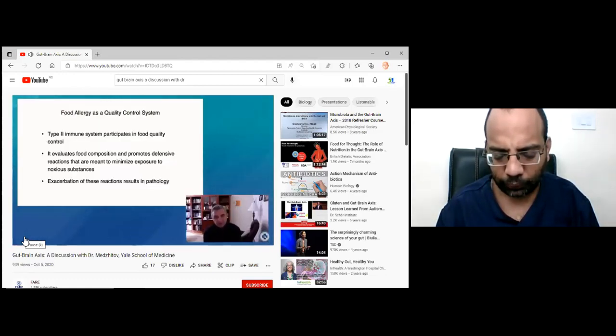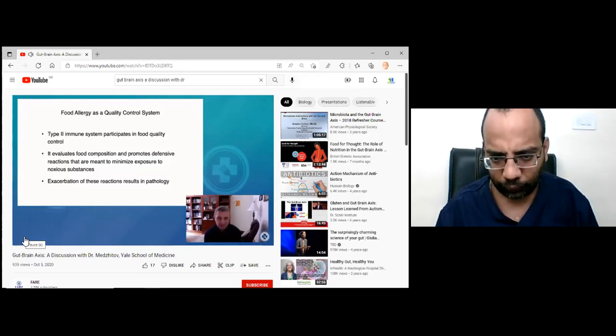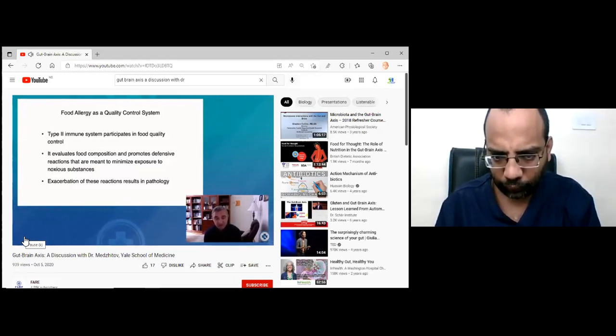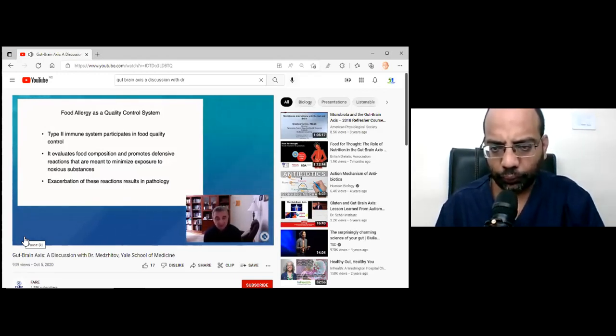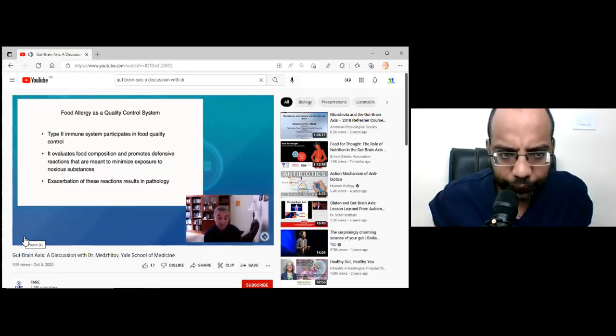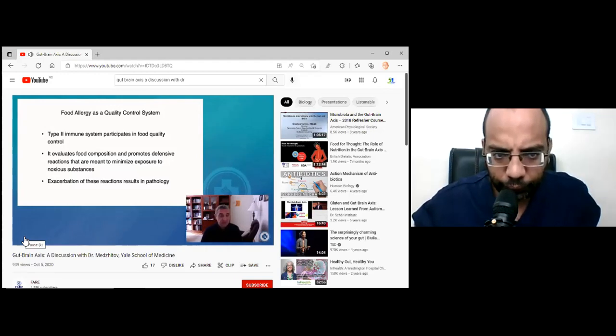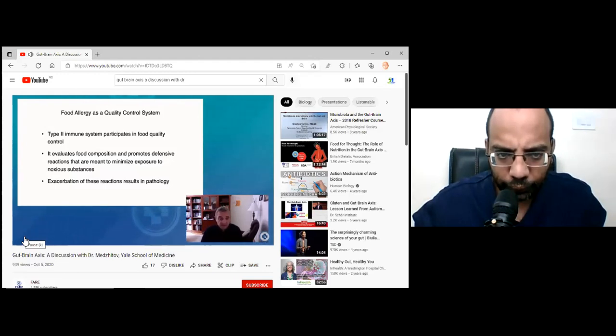This Th2-driven, or so-called type 2 immune response, we think, participates in food quality control. It evaluates food composition and it promotes defensive reactions meant to minimize exposure to noxious substances. This would be mediated through IgE antibodies recognizing dietary proteins, inducing mast cell degranulation, release of histamine, induction of peristalsis that would promote expulsion of the noxious substances, as well as through activation of ILC2 cells, production of IL-13 that will promote mucus production, increasing barrier function, and again protecting us from noxious substances. And as you can imagine, exacerbation of these reactions would result in a typical pathology of food allergy.